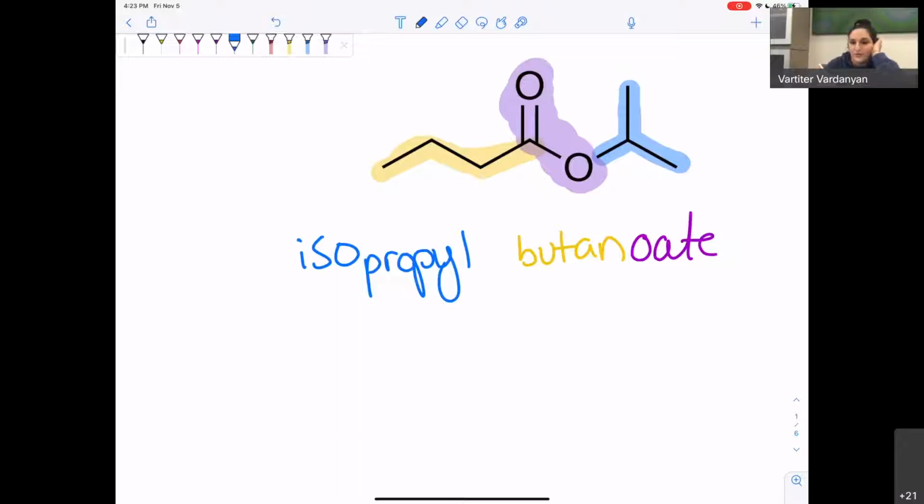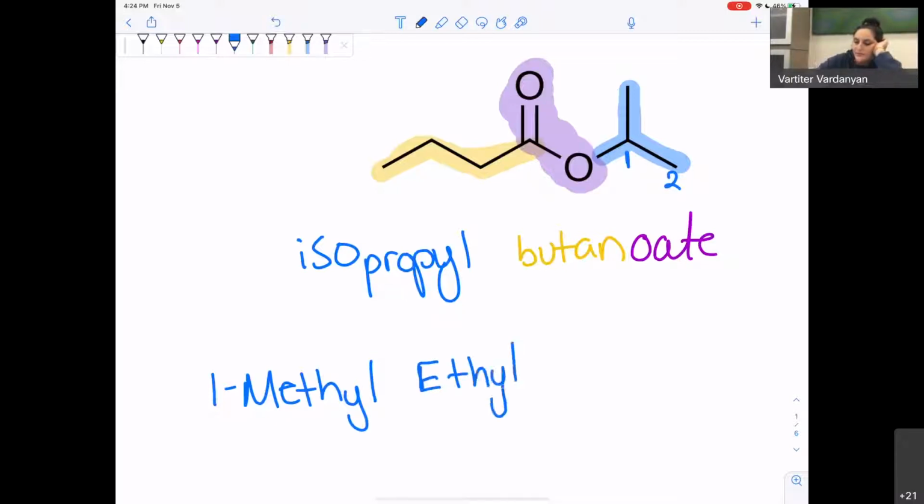Isopropyl butanoate. Ta-da. And the only thing that would change in IUPAC is we have to use the numbers here. So we would call it 1-methylethyl butanoate.